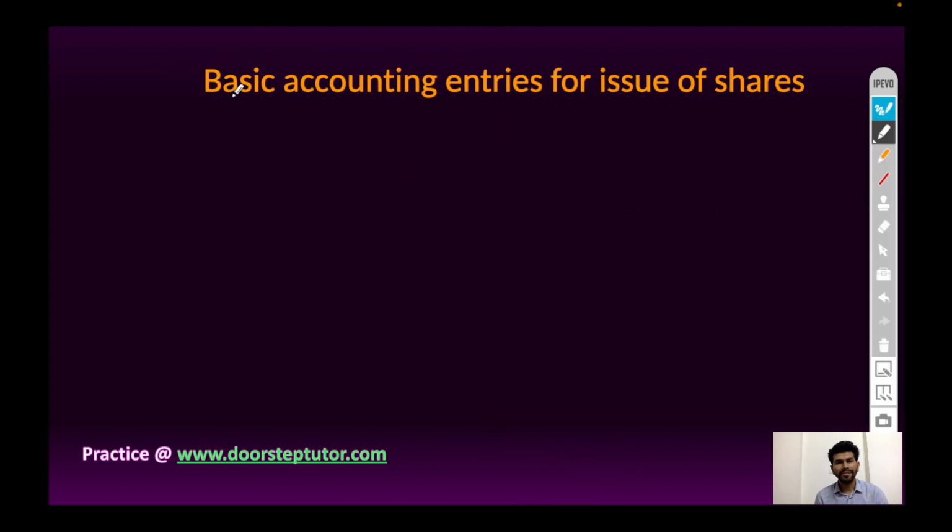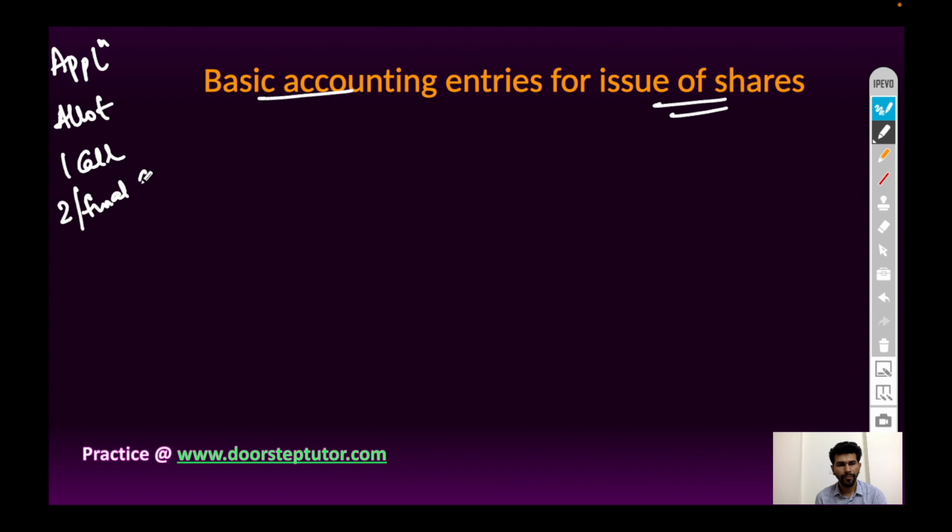Now let's discuss the basic accounting entries for issue of shares. As we know that shares are issued in several stages such as application, allotment, first call, second call or final call. So the journal entry in each case will be different.